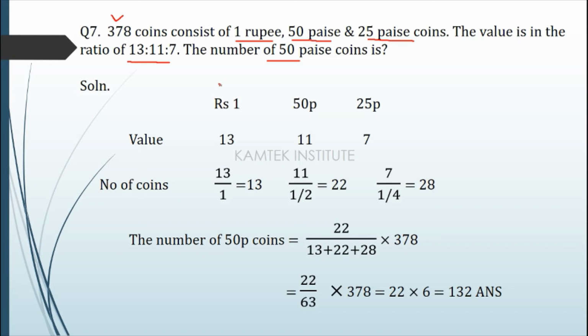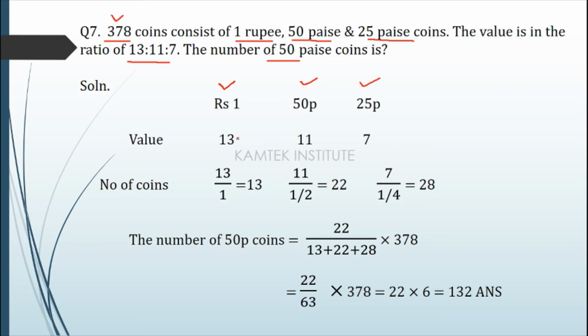We have got three types of coins. We have got rupee 1 coin, we have got 50 paisa coin, and we have got 25 paisa coin. Now the ratio is given in terms of value, that is 13 is to 11 is to 7. Now we have to find the number of 50 paisa coins, and we are also given the total number of coins that are there with us, that is 378. So we need to convert this value ratio into a number of coins ratio. For this, we are going to have the ratio in terms of rupee 1 for all these 3 coins.